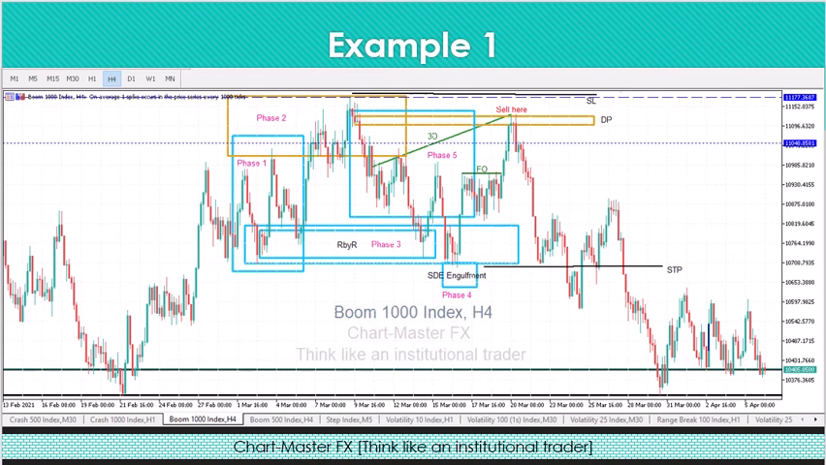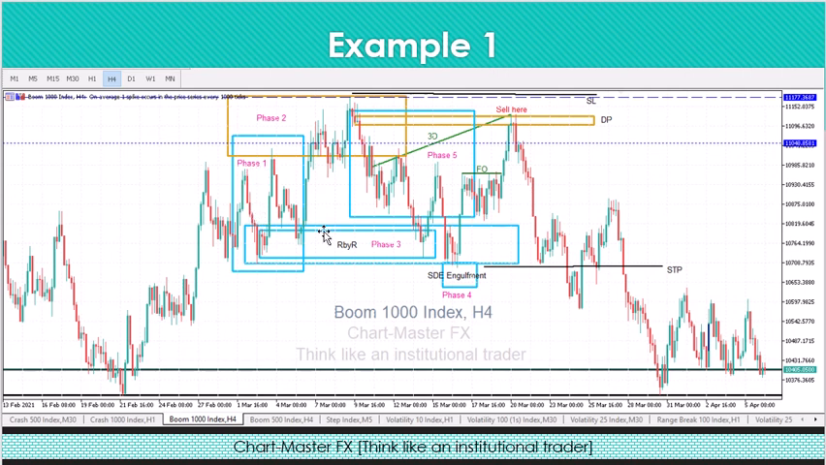So example number one, guys. You can see that we have phase number one, phase number two, phase number three, phase number four, and phase number five. You can see there is a base here, which is what we call the demand. On phase number one, the price dropped, there was a base, and it rallied up. So this price is coming from a drop base rally. DBR. This is a DBR, guys.